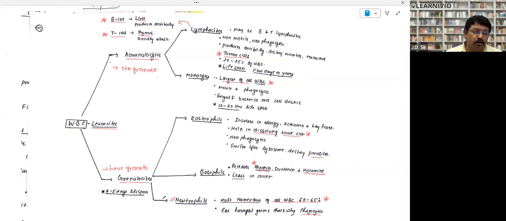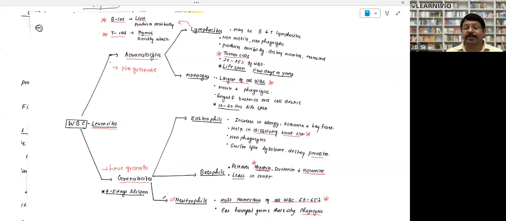Further, granulocytes, the lifespan is 4 to 5 days. They have granules in their protoplasm. They may be of three types: eosinophil, basophil, and neutrophil, right? Eosinophil number increases in allergy, asthma, and hay fever. This is a question. They help in blood clot dissolving. If due to internal injury there is a clot of blood, they dissolve the blood clot in our body. They are non-phagocytic. They are similar to lysosome. They destroy protista, right?